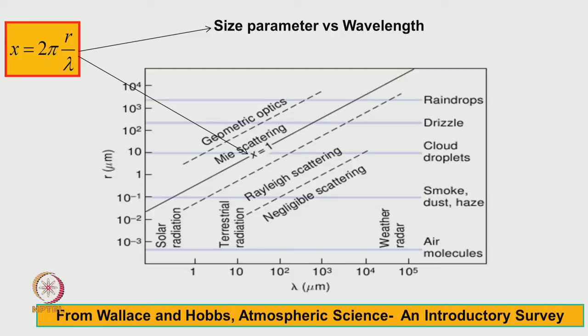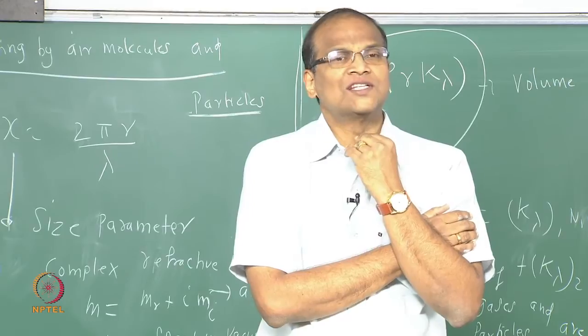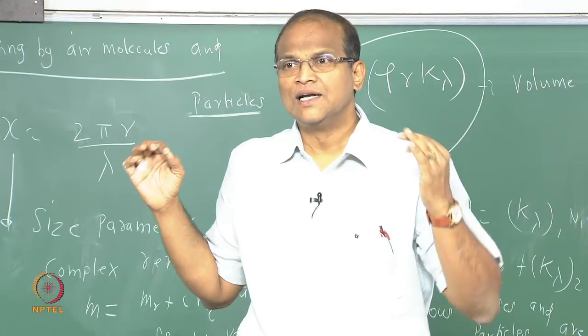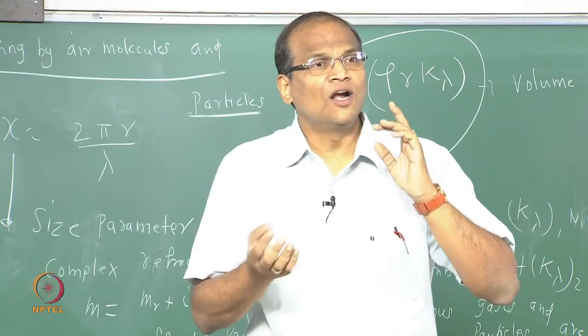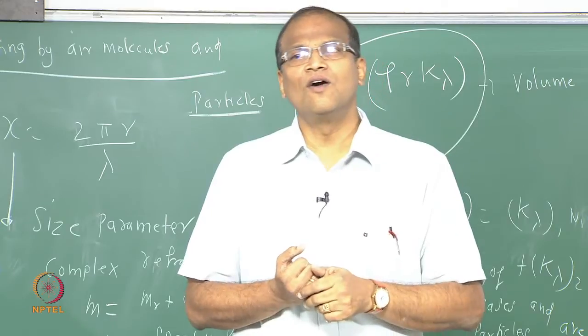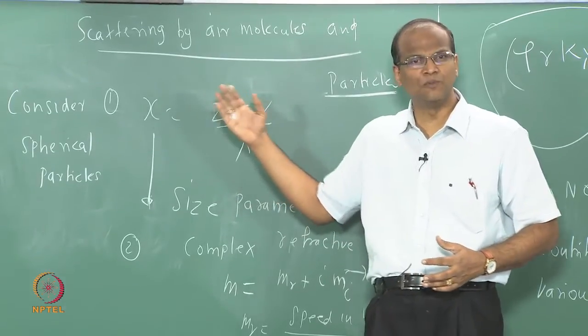So, size parameter versus wavelength. This is again from the book Wallace and Hobbs, An Atmospheric Science: An Introductory Survey. So you can have no scattering, negligible scattering and heavy scattering. To cut a long story short, whether scattering has to be considered or not does not depend only on the wavelength or on the size of the particle, it depends on a parameter called x, where x is 2 pi r by lambda.